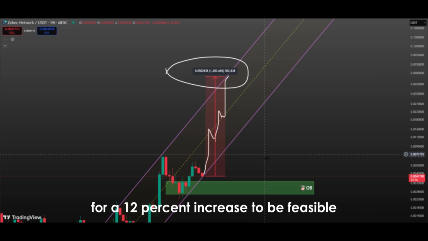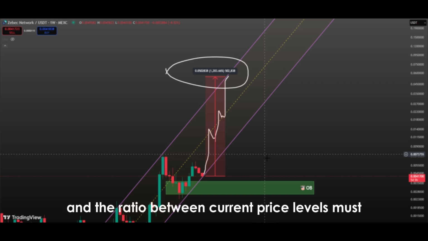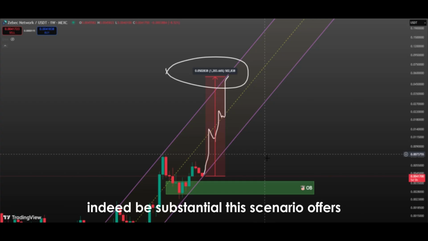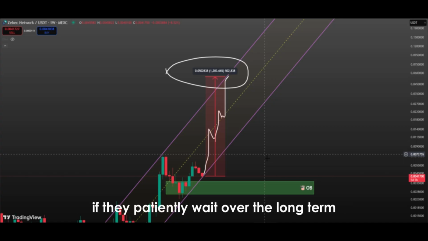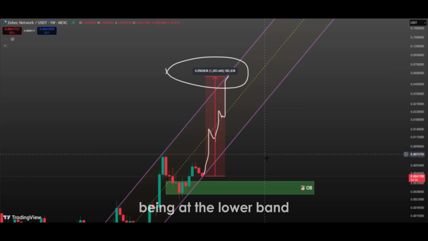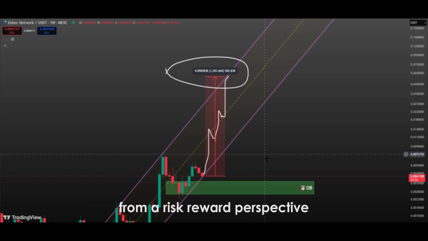For a 1,200% increase to be feasible, the width of the channel and the ratio between current price levels must indeed be substantial. This scenario offers investors the opportunity for significant gains if they patiently wait over the long term. Being at the lower band also represents a low-risk entry point. Investors can place stop levels very close to the lower band, minimizing risk while maintaining high potential returns. From a risk-reward perspective, such a scenario is a rare opportunity in the investment world.